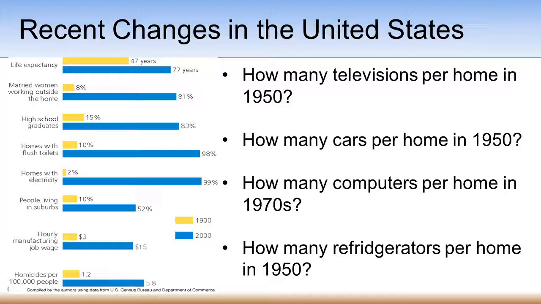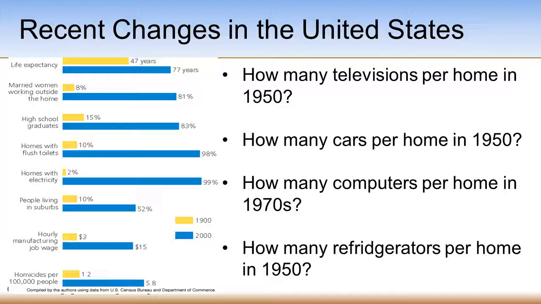So much of our electrical supplies are coming from fossil fuels, and the utilization of fossil fuels results in air quality issues and does have a ripple effect into climate change. So this increase in utilizing electricity has resulted in increased eco-footprint for U.S. citizens. People living in the suburbs was about 10% back in the 1900s, and now it's about 52%. The hourly manufacturing job wage used to be $3 back in the 1900s, and now it's $15.